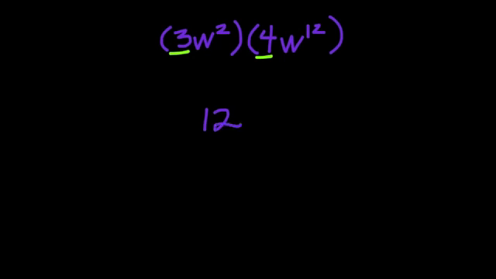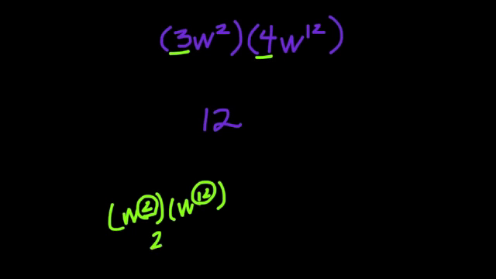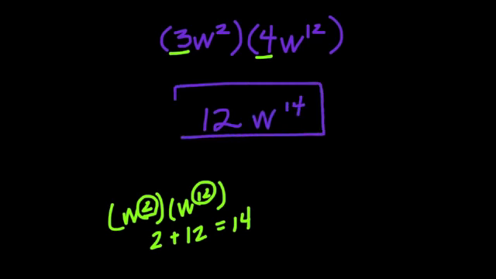And then what happens here when I have w squared times w to the 12, I'm going to take and add those exponents together. So that's 2 plus 12, which gives me 14. So really this answer becomes 12w to the 14th. And that's again because I add those exponents together. All right, let's look at this one.